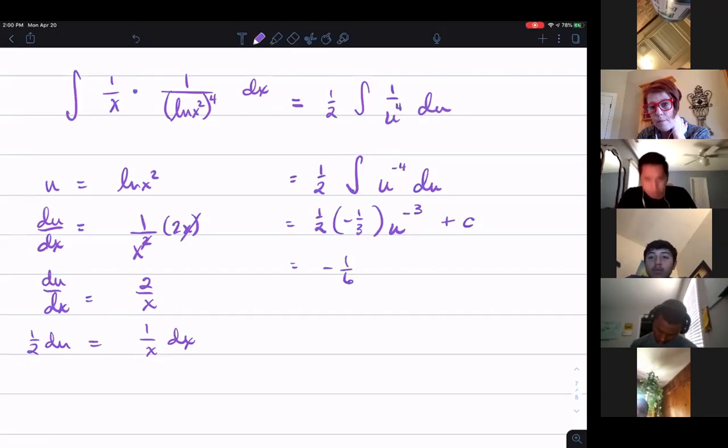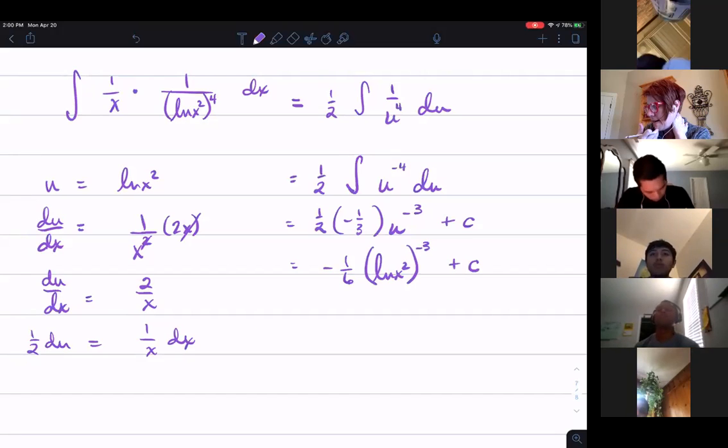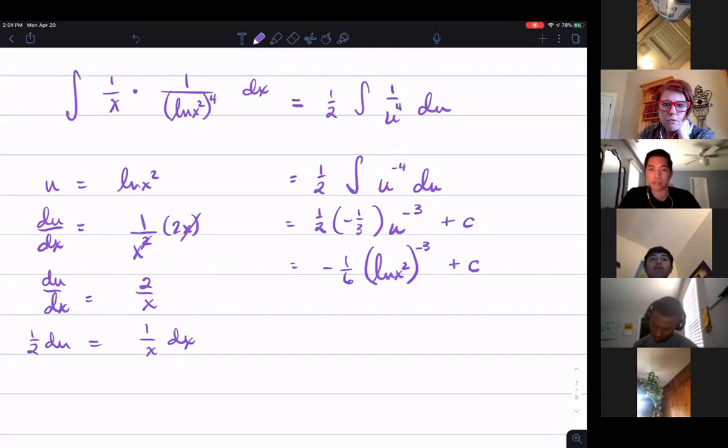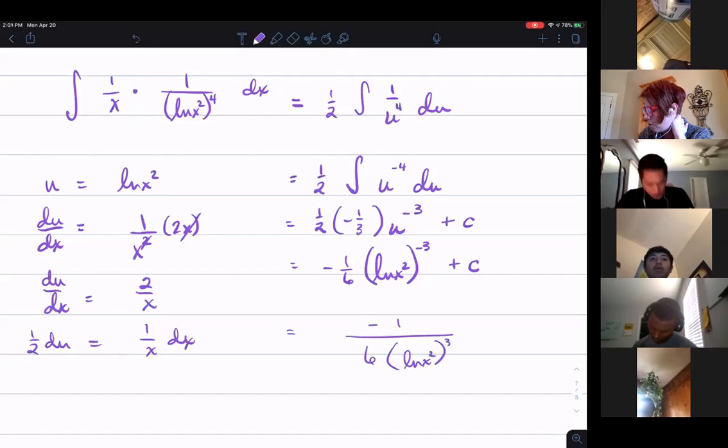My u, I'll go ahead and put that back in. My u is the natural log of x squared, and we're raising that to the -3rd power. I don't know that I really care about leaving it like that. You could take that natural log of x squared back down to the bottom, kind of like it was in the original question. Right. Okay, so you could make this a -1 over 6 times natural log of x squared, that whole thing cubed. I don't know that one is more simple than the other.